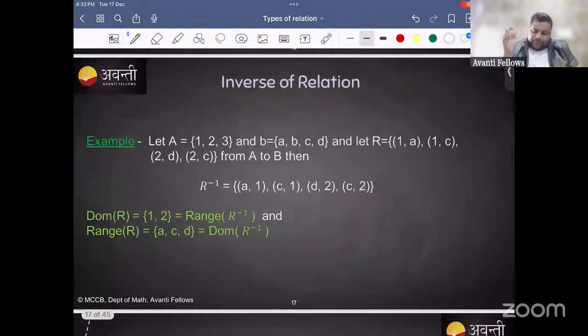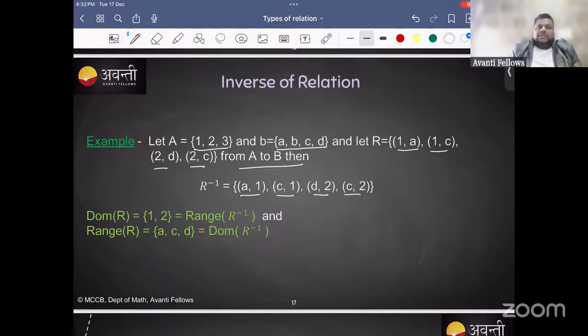Now see, a very simple example here. Let A be {1, 2, 3}, B is {a, b, c, d}, and R is {(a, 1), (c, 2), (d, 2), (c, 2)} from A to B. Then R inverse is what? R inverse will be {(a, 1), (c, 1), (d, 2), (c, 2)}. Just change the ordered pairs. Got it?